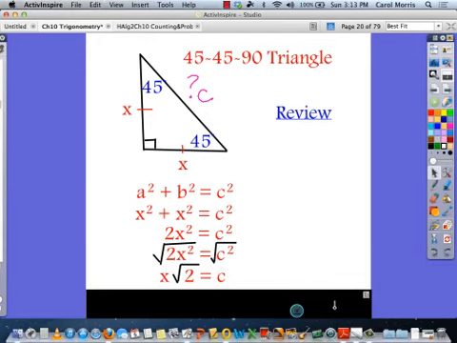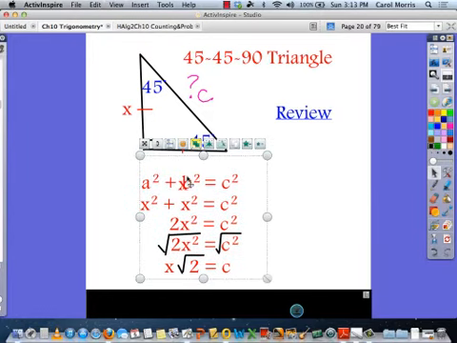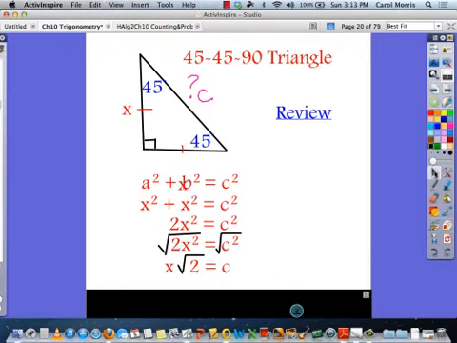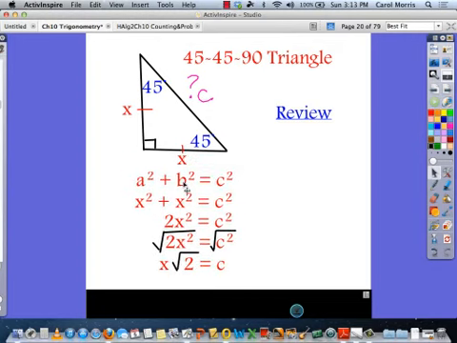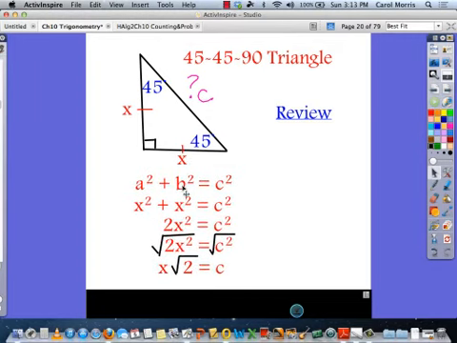And we know that x squared is a perfect square, so it would come out, and we'd have x root 2 equals c. So what that basically tells you, and you don't have to do this every time, we do it once and we're done. If we have our two edges which represent equal lengths, then we'll always have x times the square root of 2 on that opposite side.